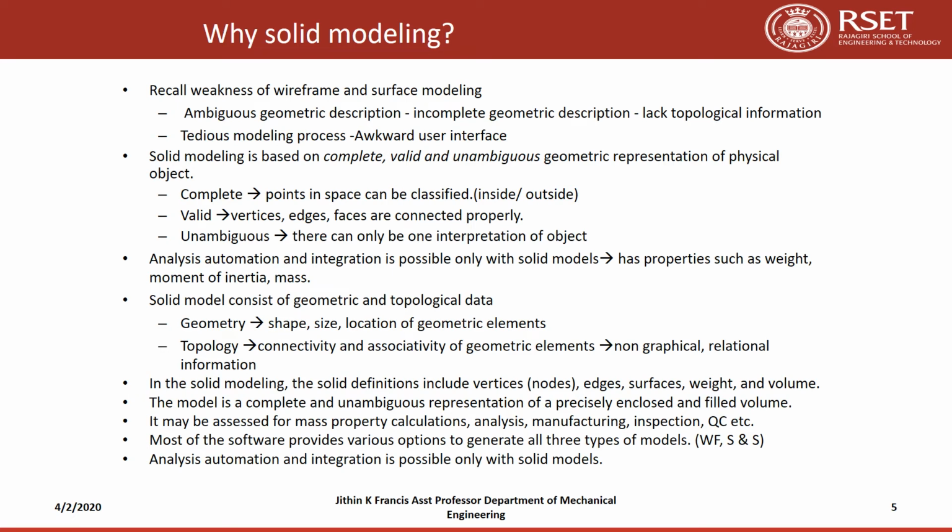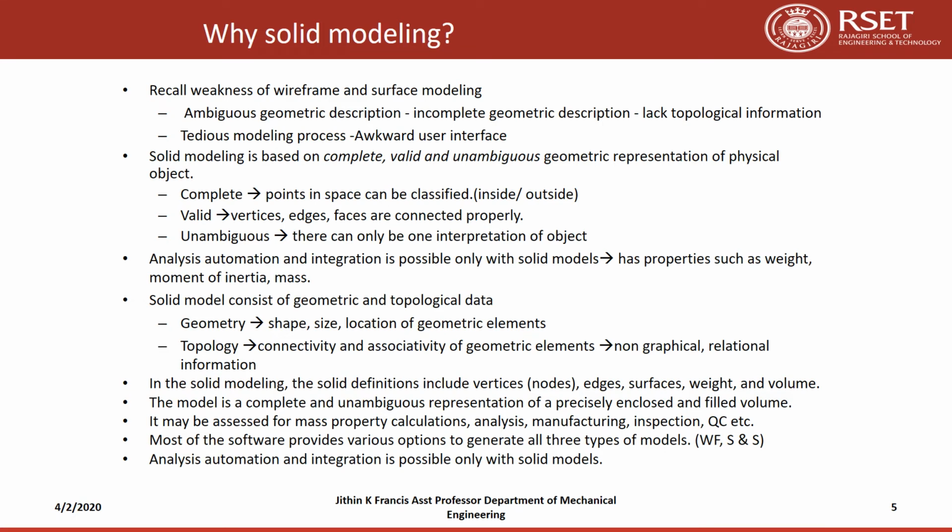It becomes complete in the sense that points in space can be classified, that is, outside and inside. It becomes valid by showing the vertices, edges, faces which are connected properly. It becomes unambiguous because there can only be one interpretation of the object. Then analysis automation and integration is possible only with solid models, which have properties such as weight, moment of inertia, mass, etc. Solid models consist of geometric as well as topological data.